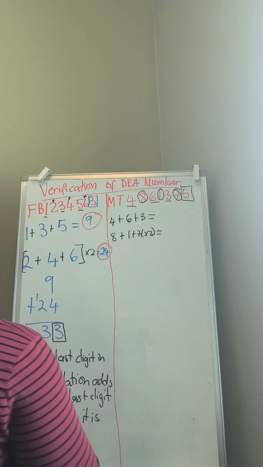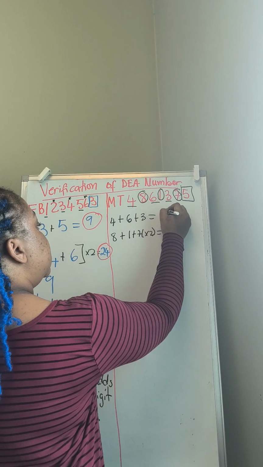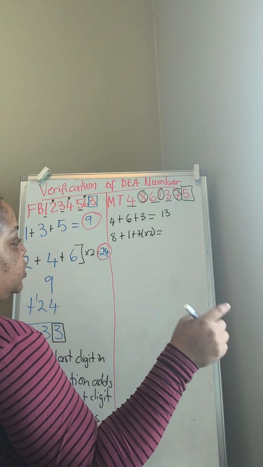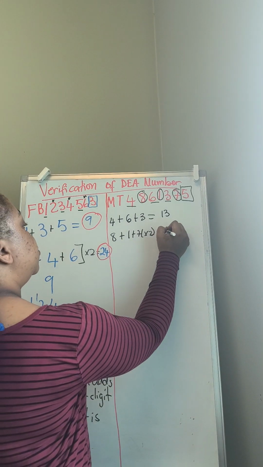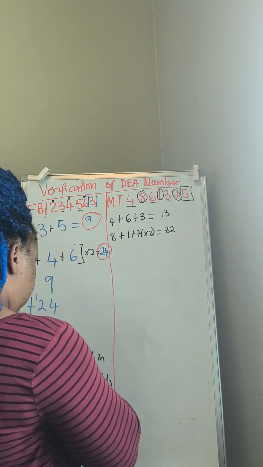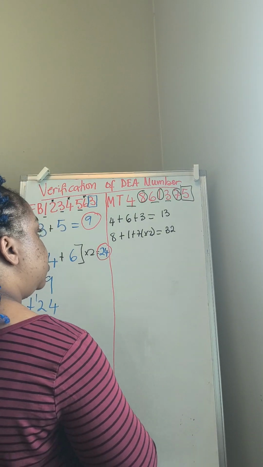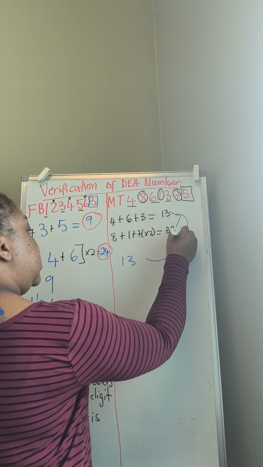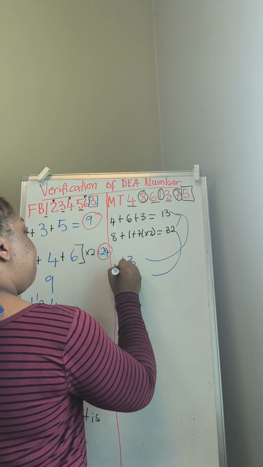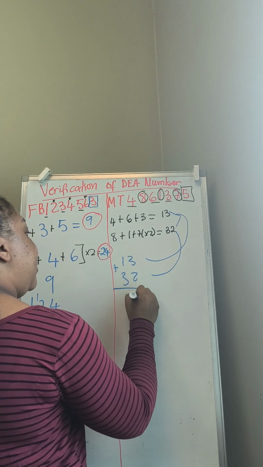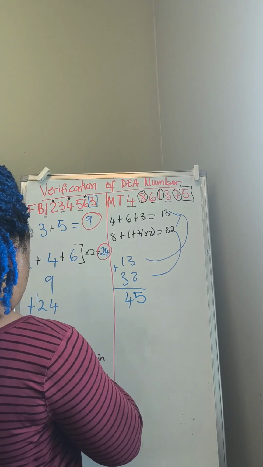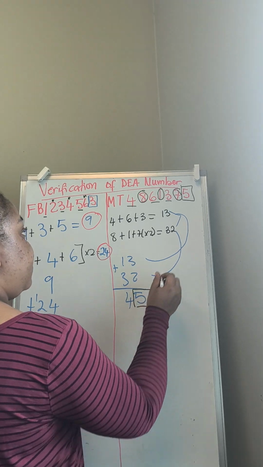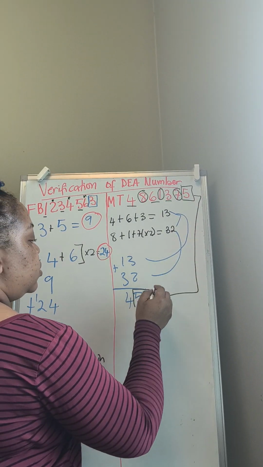4 plus 6 is 10. 10 plus 3 is 13. 13. 8 plus 1 is 9. 9 plus 7 is 16. 16 times 2 is 32. So then I'm going to add those two numbers, 13 and 32. 3 plus 2 gives me 5. 1 plus 3 gives me 4. We're going to put the last number in a box and verify if it matches with this number.